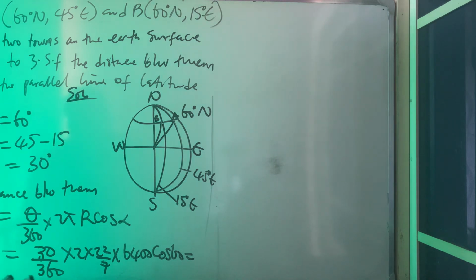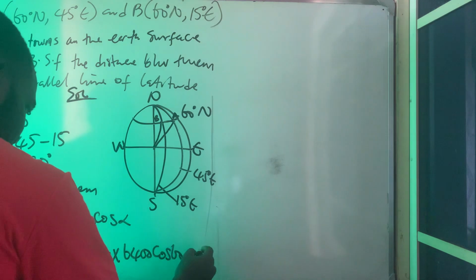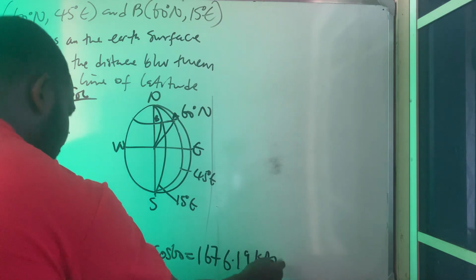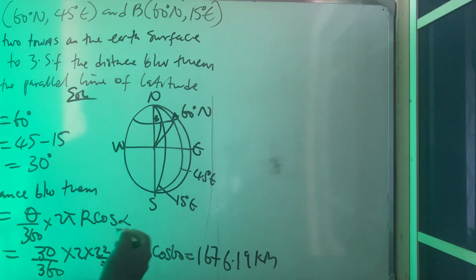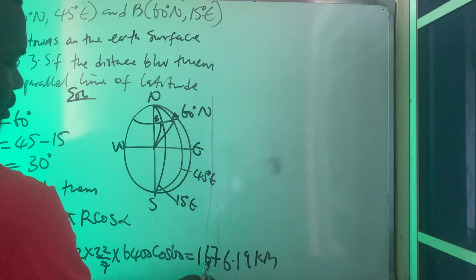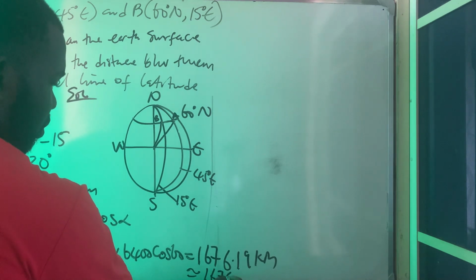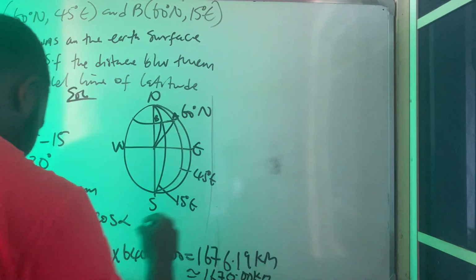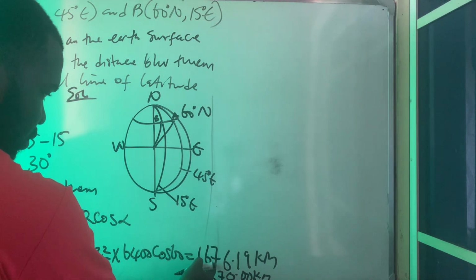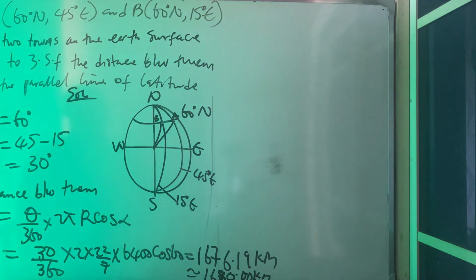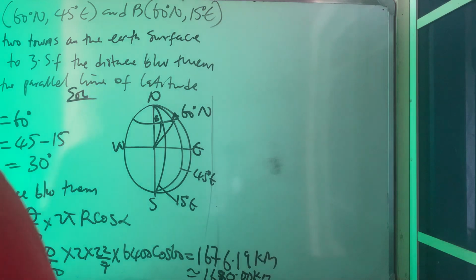If you do that, you're going to have 1676.19 kilometers. But they say three significant figures. Three significant figures means start counting where you see a number. So 1, 2, 3. But the next digit is up to 5, so you round up and it becomes 1680.